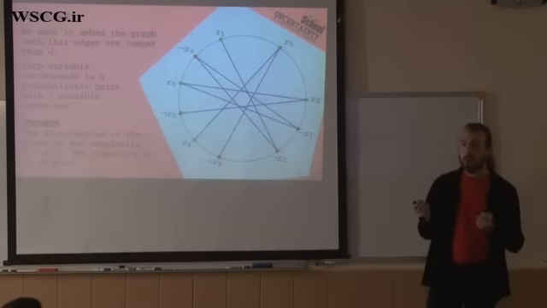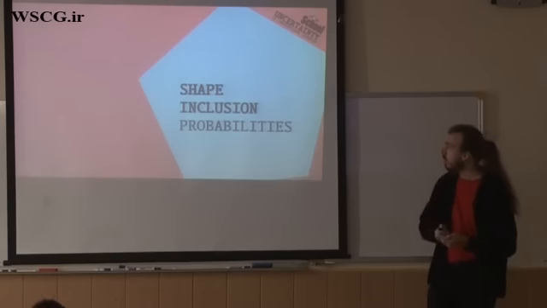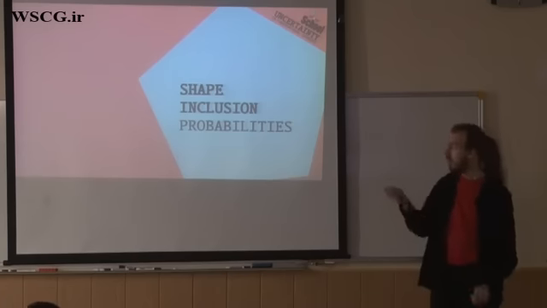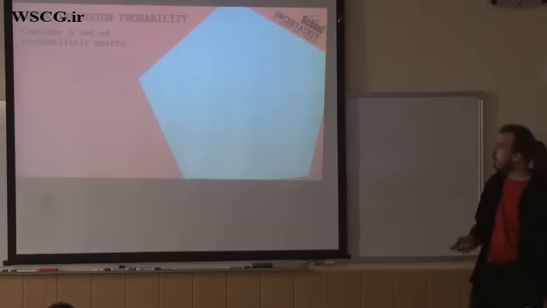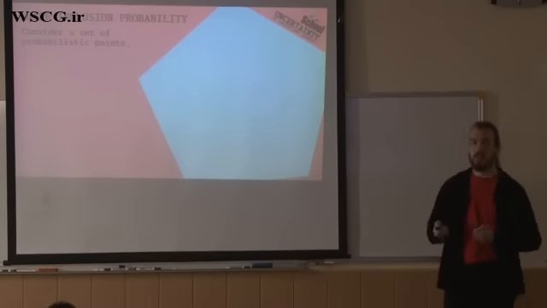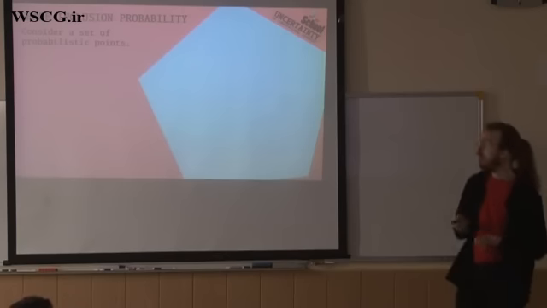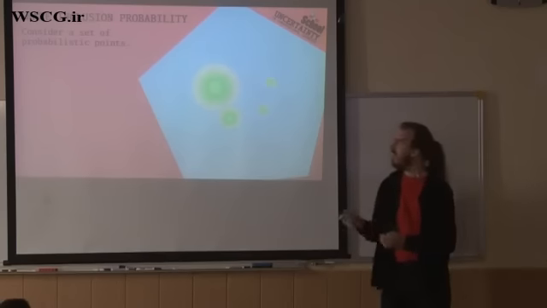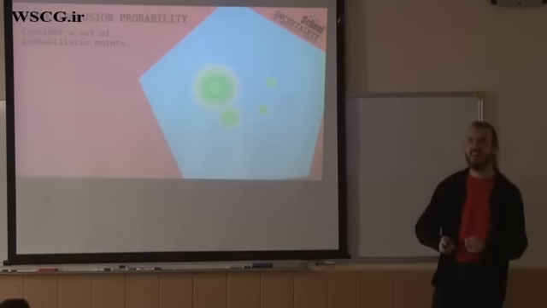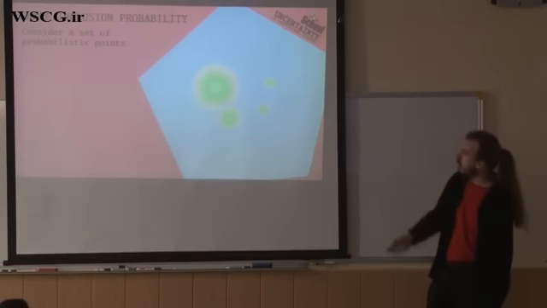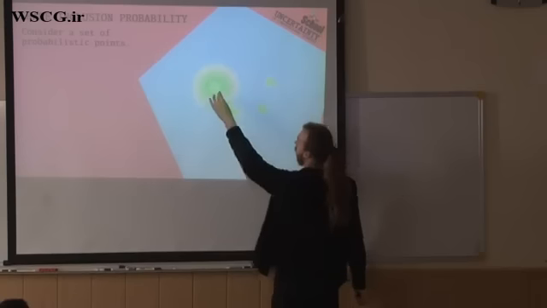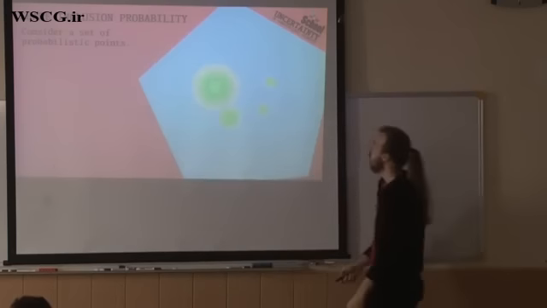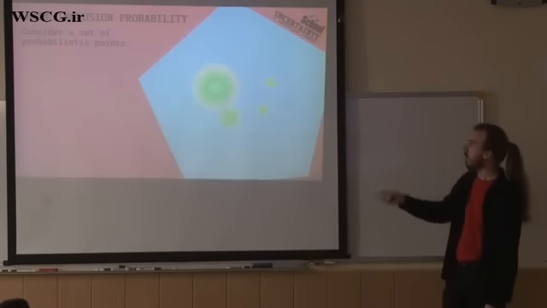gives some useful information? And for this, I want to define the concept of shape inclusion probabilities. Okay, so a shape inclusion probability is the following. So again, consider a set of probabilistic points. In general, we can define this for any distributions. So these are supposed to be Gaussian distributions, right? So they have this bright spot in the middle, which has higher probability, and then they smooth out towards infinity. So I have a set of these uncertain points.